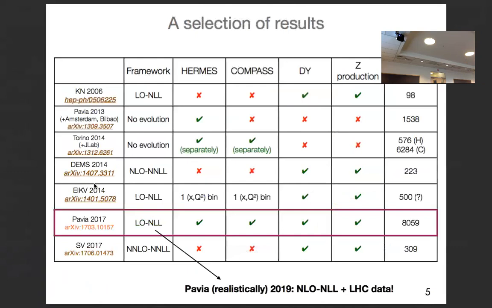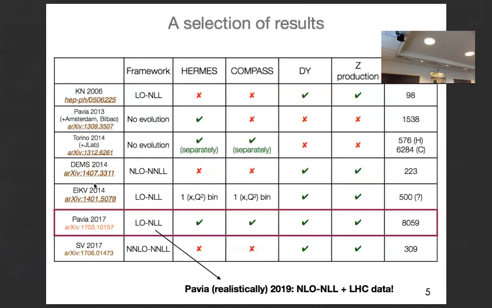Here you have the columns of experimental measurements: HERMES, COMPASS, Drell-Yan mainly coming from Tevatron, and Z production coming from Tevatron and from LHC in the near future. No, the data are still there. In the near future, we are including this data in the fit.